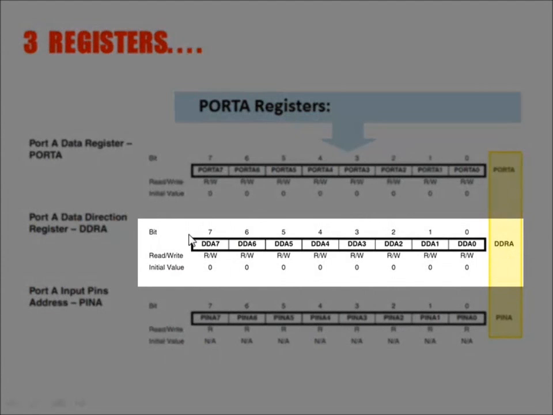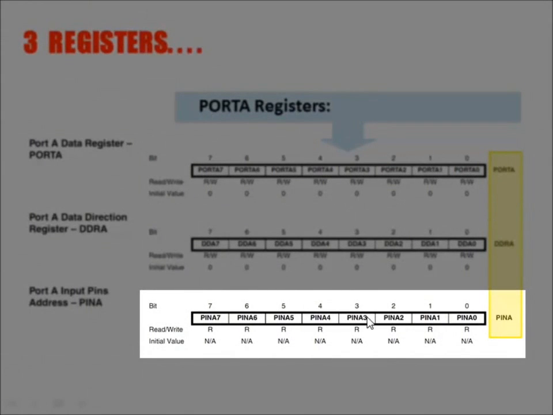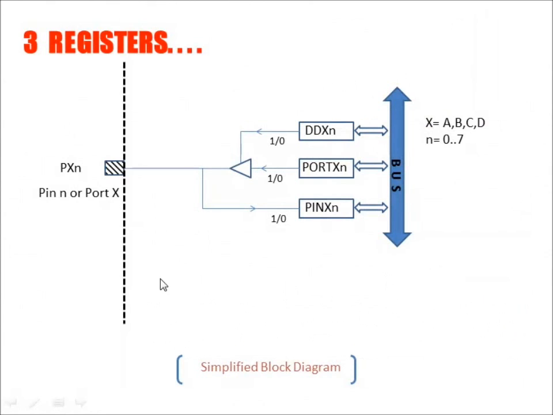The DDRA register is used to set the data direction of each pin in port A. The PORTA register is used to store the values of the output pins, and the PINA register is used to read the values of input pins. Here is a simplified block diagram of the input-output circuitry of each pin. Each pin requires 3 bits to configure it completely. The DDXN bit comes from the corresponding DDRX register, PORTXN from the PORTX register, and PINXN from the PINX register. You can see the datasheet for ATmega16 to see the detailed circuit diagram of each pin.